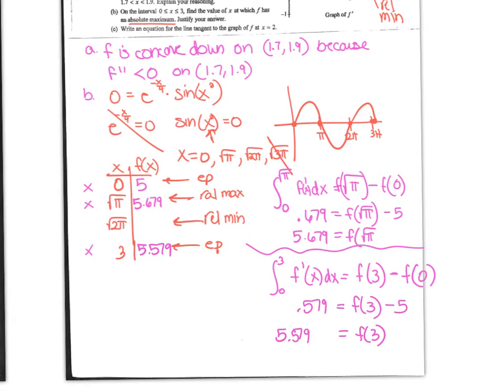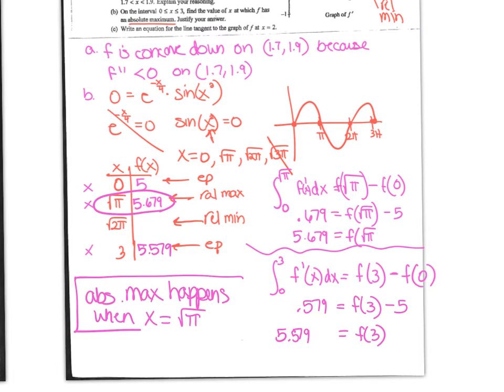Okay, so which one is our absolute max? It's this one right here. The question is asking you at what x value. It didn't ask you for the absolute max value. It's asking for when it happens. So we will say the absolute max happens when x equals square root of pi. And you need to justify your answer. Your table is showing that you've tested your endpoints and your critical values in between, okay?